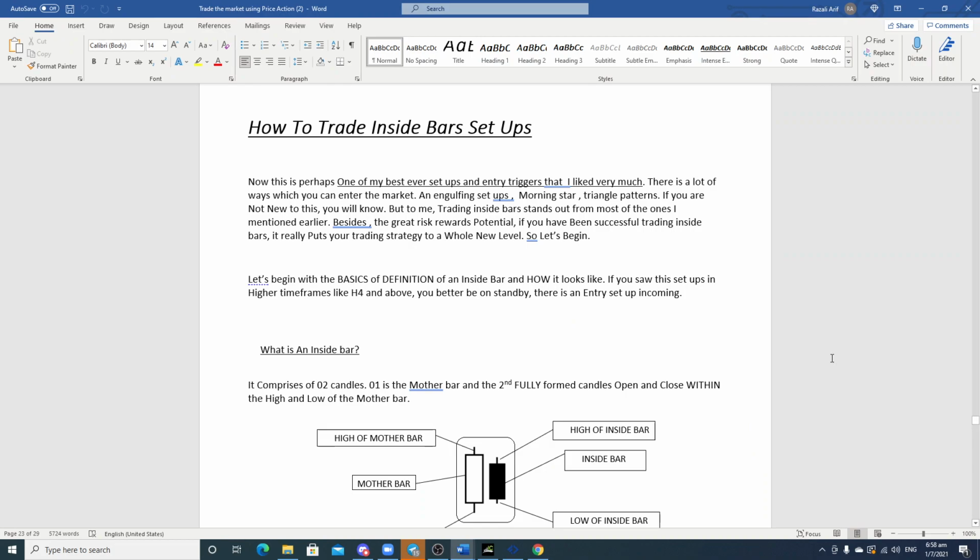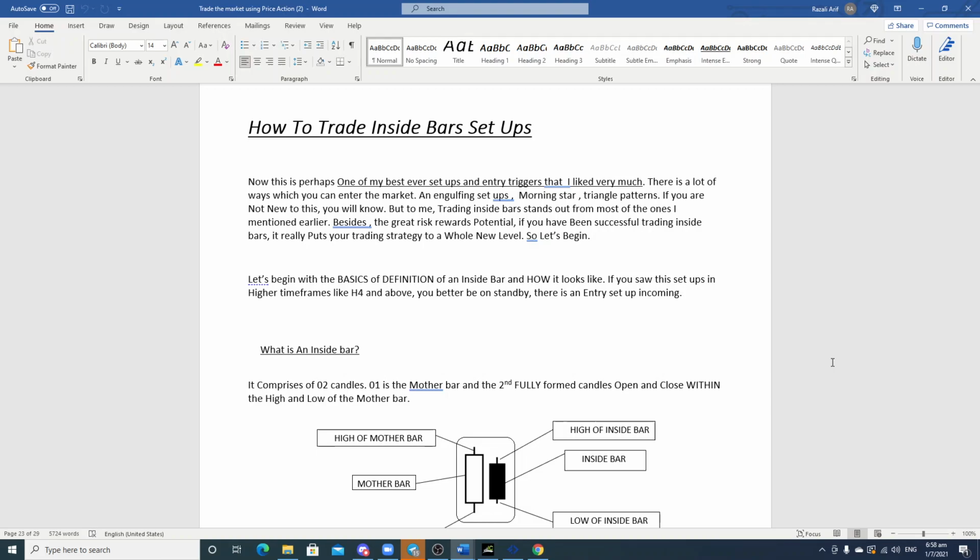So, as promised, today I will share with you the second part of our lesson, which is ultimately one of my best ever setups that I like about price action: trading inside bar setups. Going to the theory and then to the practical, I will share with you at the chart how you can apply this into your trading.